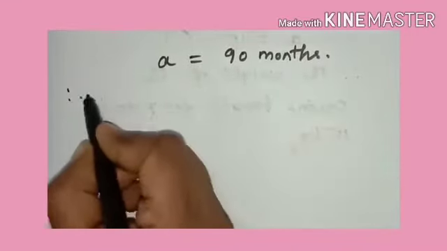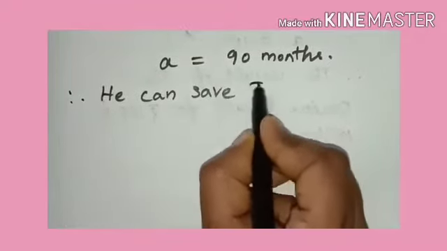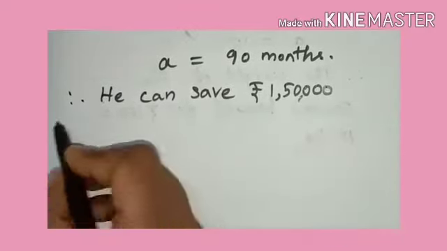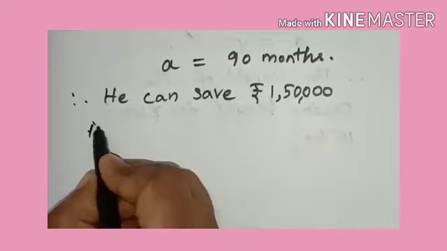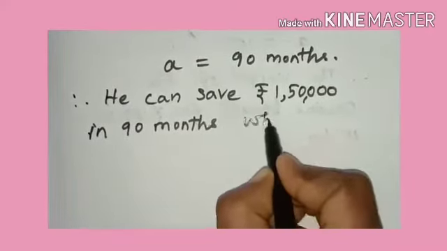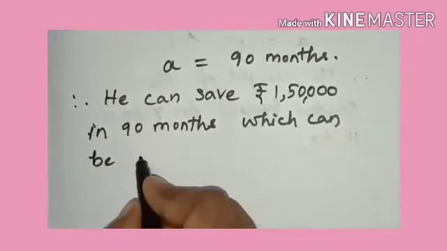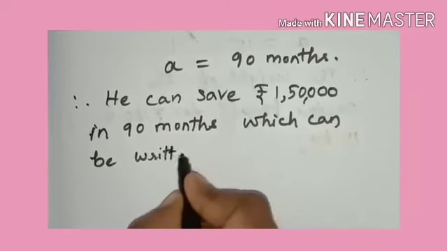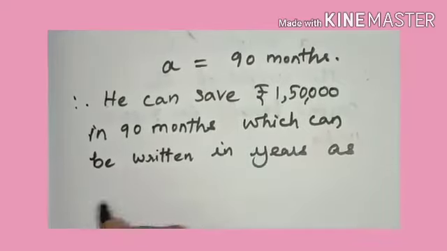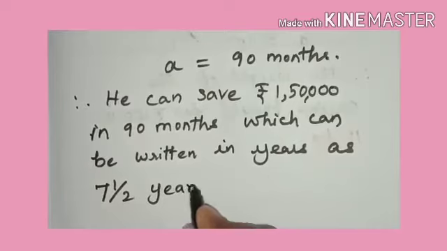Therefore, he can save rupees 1,50,000 in 90 months, which can also be written in years as 7.5 years.